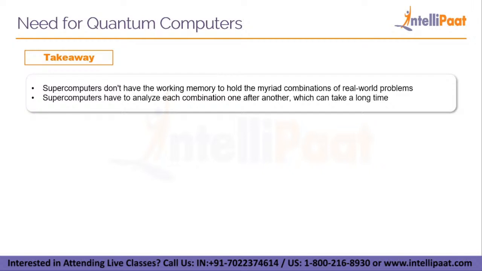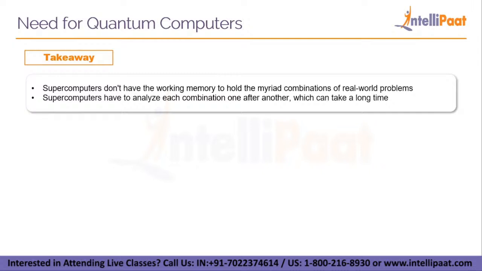Larger versions of these kinds of problems, that is the seating arrangement problems, stump even the most powerful supercomputers we have in today's world, and there are reasons for this. The first reason is supercomputers don't have the working memory to hold 3.6 million combinations. This is one example of seating arrangements, and similarly they can't hold all the memory of real world problems.